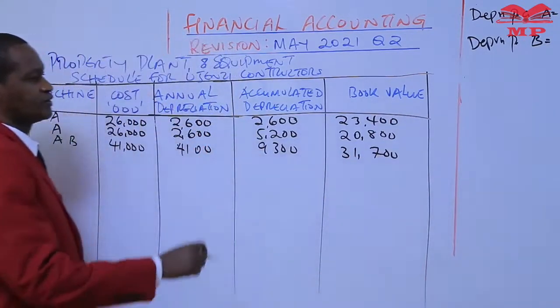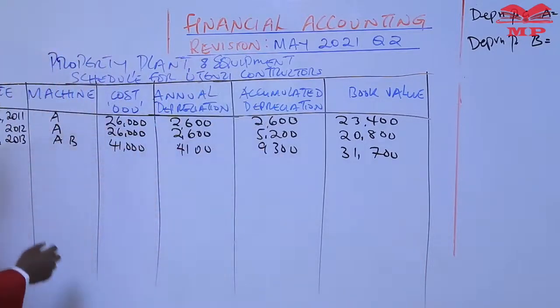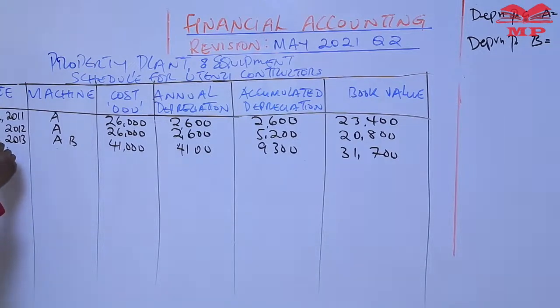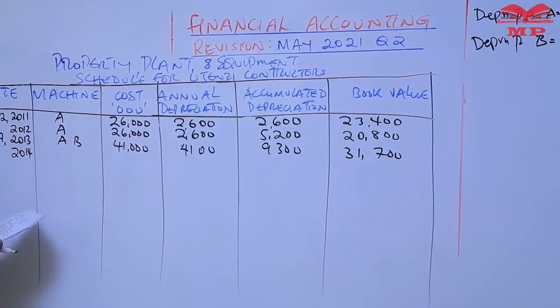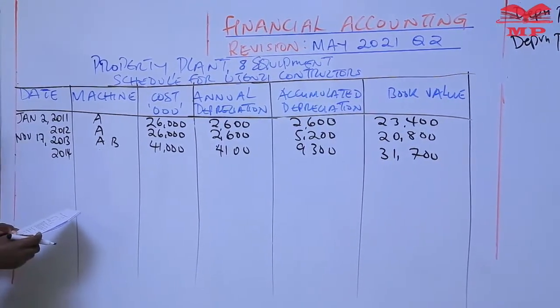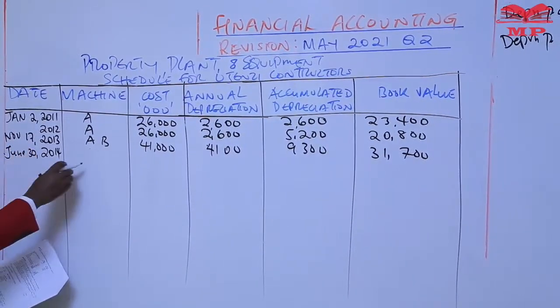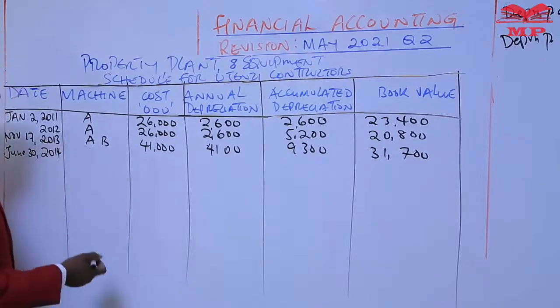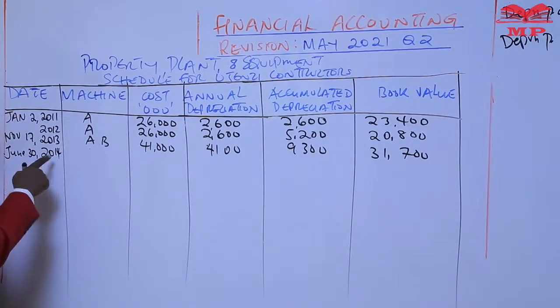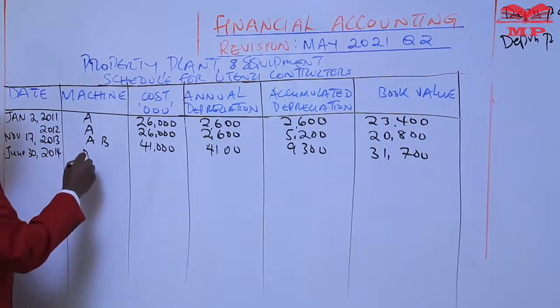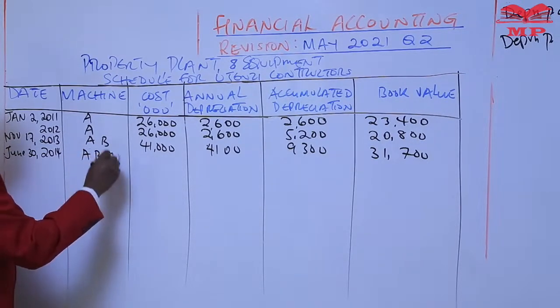That is the book value, machine A and B. Then we move on to the year 2014. Was there any purchase in 2014? Yes, in 2014 machine C was purchased, and that is on 30th June. Therefore, in the year 2014, there are three machines, machine A, B, and C.